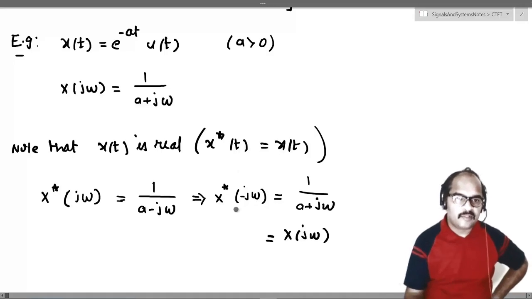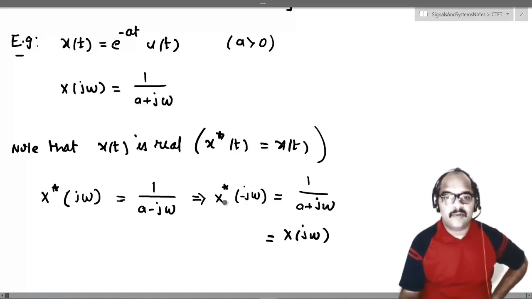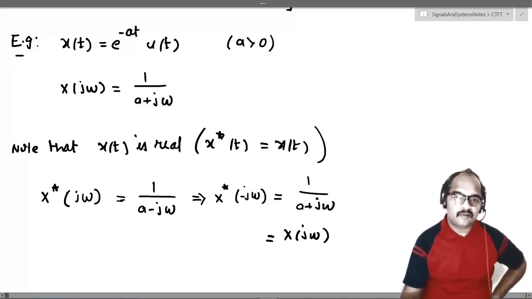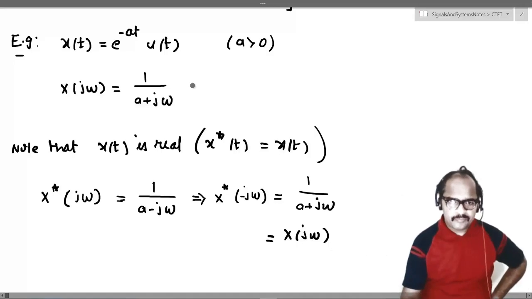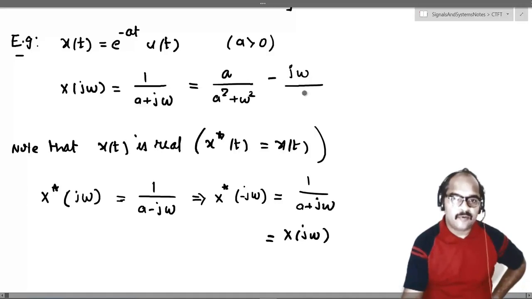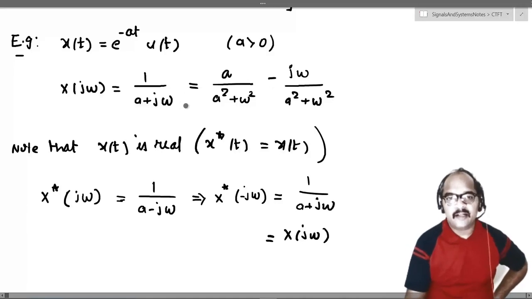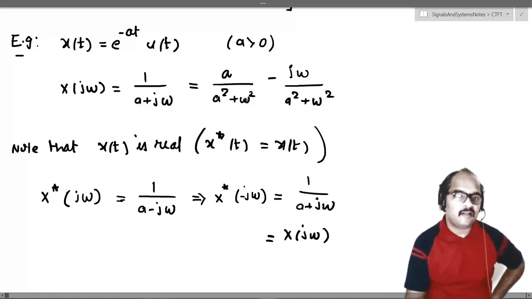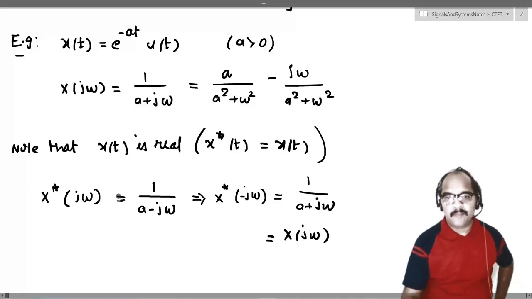The Fourier transform should satisfy which property? Conjugate symmetry property. What is that? X star of minus j omega, we got that to be x of j omega. Okay, right. And also, if you look at our Fourier transform, which is 1 by a plus j omega, if you multiply and divide with a minus j omega, what do you get? You will get a by a squared plus omega squared minus j omega by a squared plus omega squared. You multiply and divide with a minus j omega, and you can split the final result in this form. That is simple basic algebra.